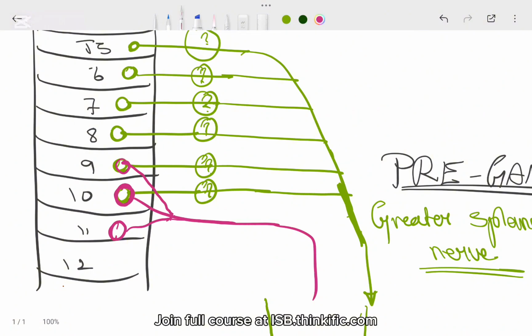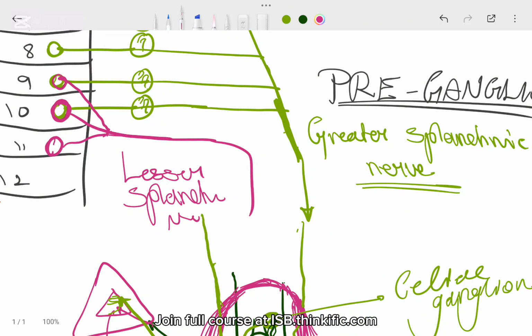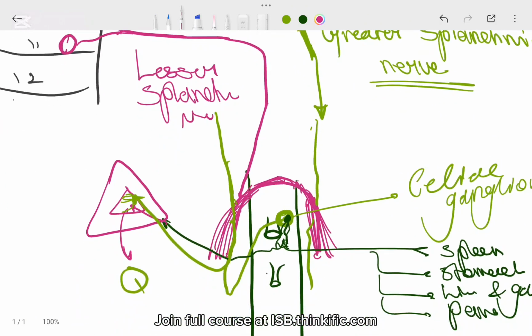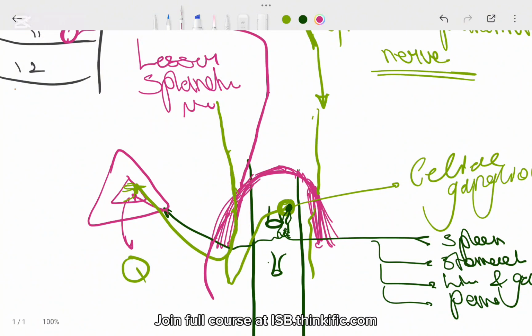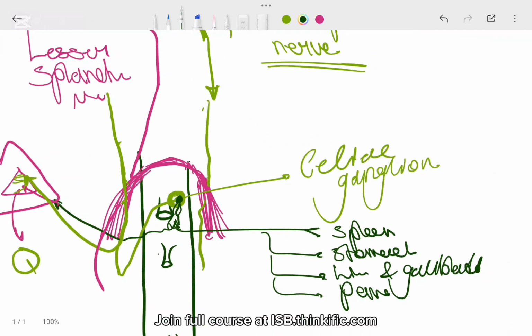Splanchnic is a Greek word which means viscera. So any nerve you come across that is called splanchnic nerve, it means it's a nerve that supplies some kind of viscera. This lesser splanchnic nerve also pierces the crura of the diaphragm and comes to the abdomen. The lesser splanchnic nerve synapses at possibly two ganglia, okay?